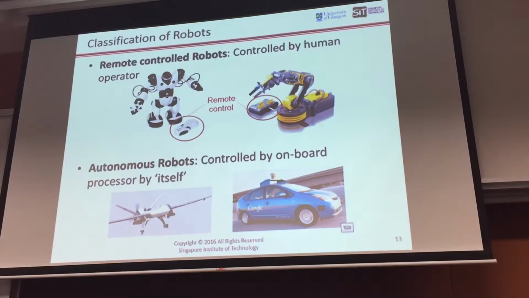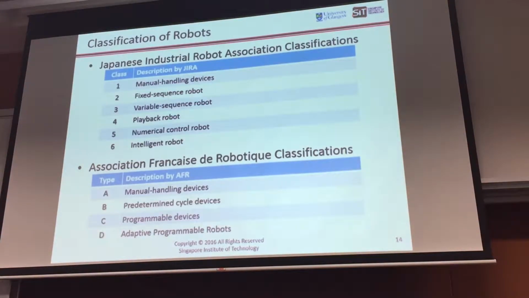Okay, this is one way of classifying robots. There are also other organizations and associations in robotics, like from Japan, called JIRA, the Japanese Industrial Robot Association, and they have their classifications. We have also one association from France. From Japan, they use classes 1 to 6: manual handling devices, fixed sequence robots, variable sequence robots, playback, numerical control robots, intelligent robots. The France one has manual handling devices, predetermined cycle devices, programmable devices, adaptive programmable robots.